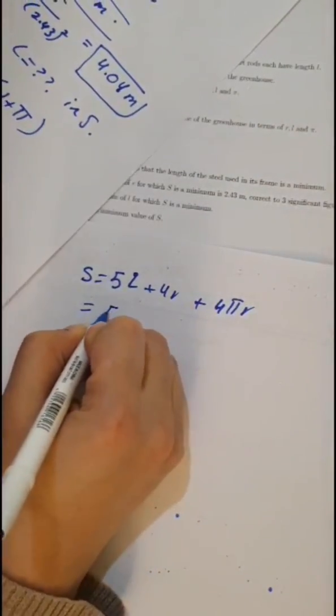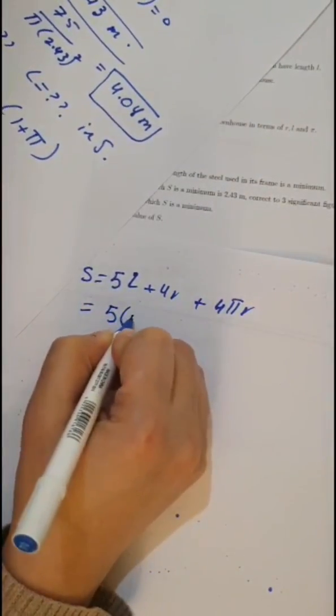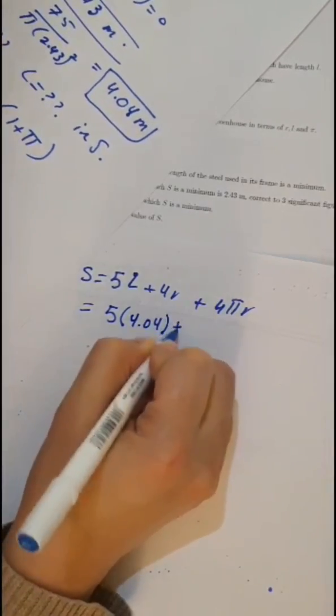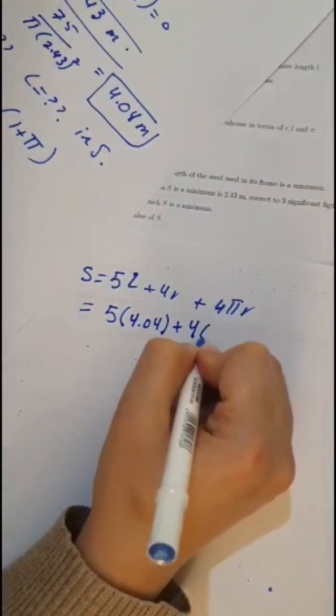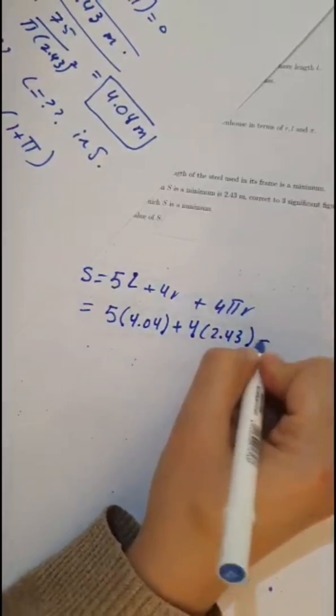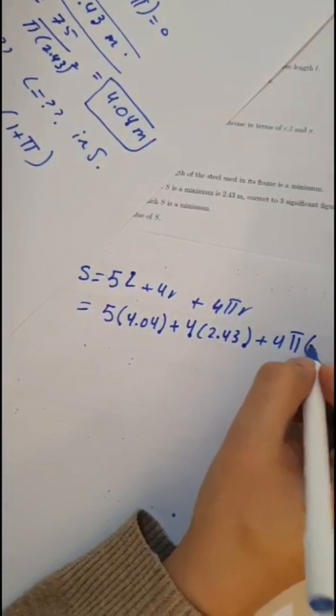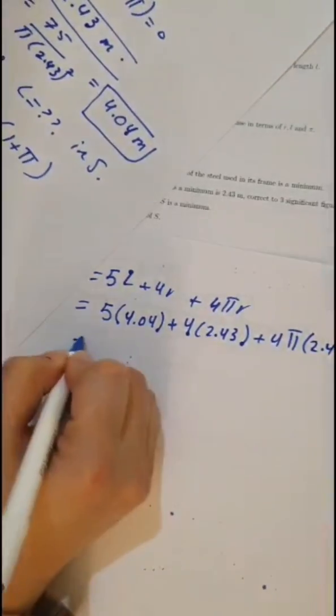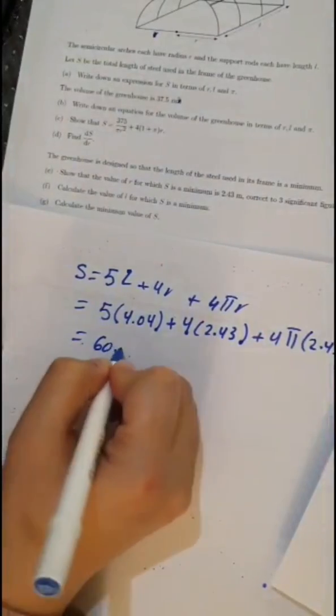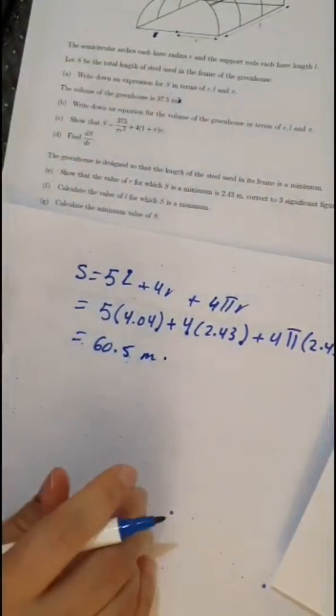So I'm going to say now 5 multiplied by 4.04 plus 4 multiplied by 2.43 plus 4 multiplied by pi multiplied by the new r, which is 2.43. And if I want to get S in this case, it will become equal to 60.5 meters. And that's it for this question. Thank you.